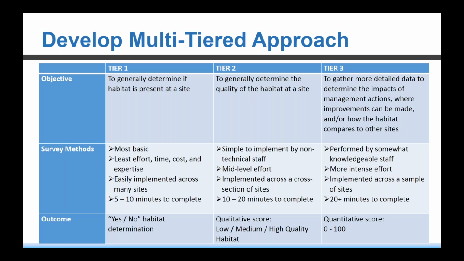Tier 2 would be a mid-level assessment that might be able to give some kind of qualitative score. And then Tier 3 would be a more advanced assessment that would hopefully be able to give some sort of quantitative score. So I see a couple of photos. I'll let you take pictures. But if this intrigues you, I would encourage you to join us for the conversation tomorrow.